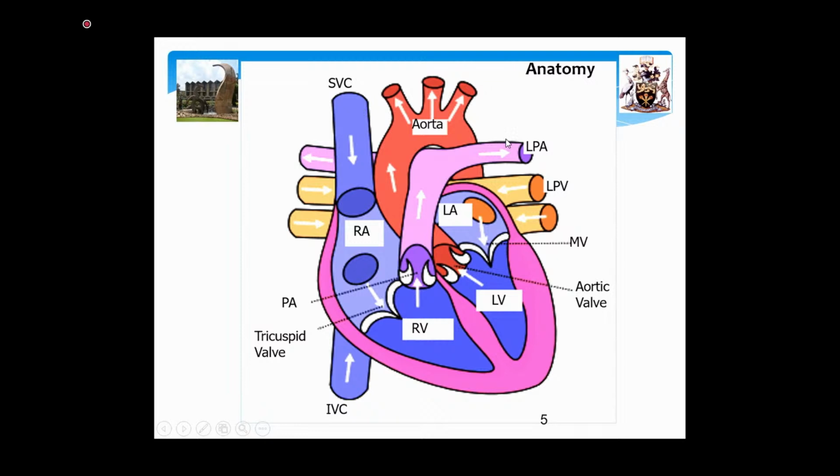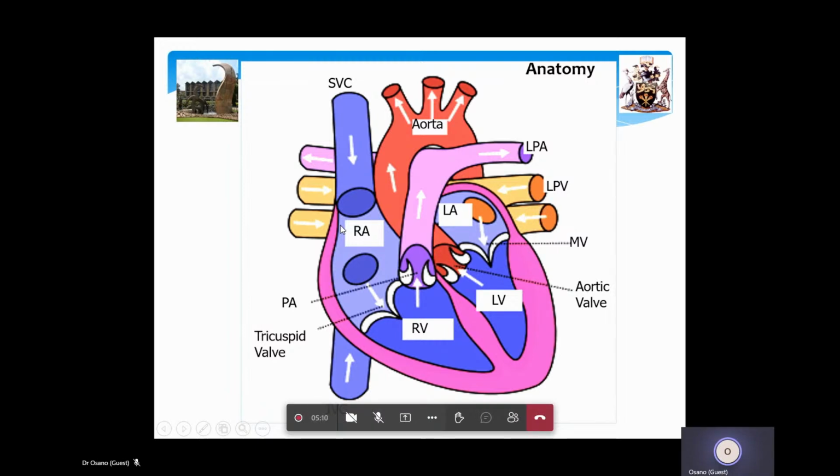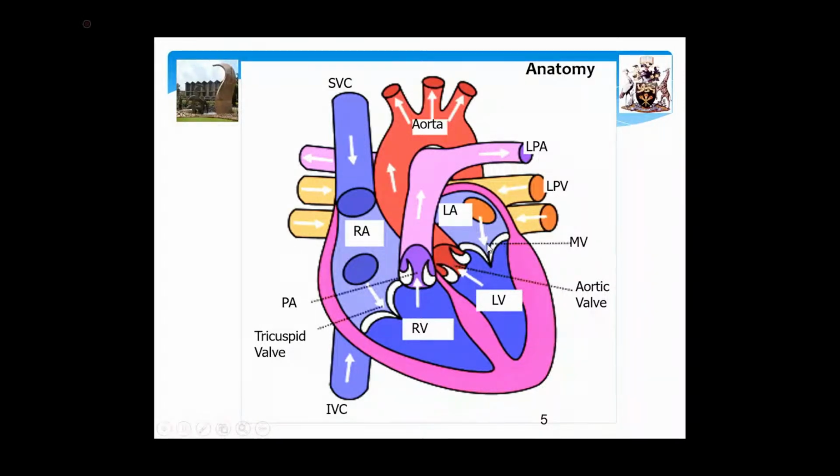From the lungs, it comes back into the left atrium through pulmonary veins, 2 from the left side and 2 from the right side that join the left atrium. From the left atrium, it goes through the mitral valve into the left ventricle, where it's then pumped through the aortic valve into the ascending aorta. From the ascending aorta, you get the coronary arteries that supply the heart. Then you get the brachiocephalic, which then goes one to the brain and one to the right subclavian, the left common carotid and the left subclavian artery, and then goes to the descending aorta.